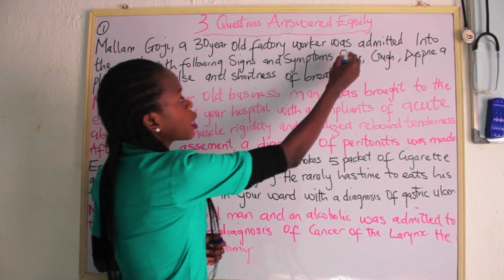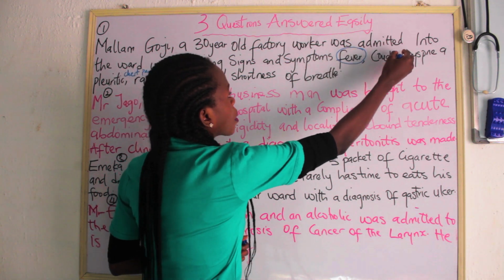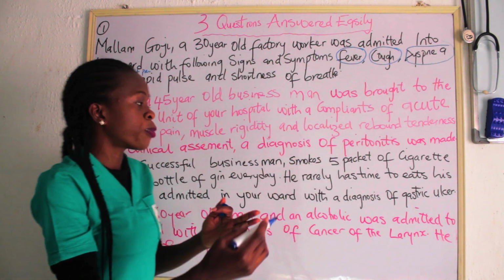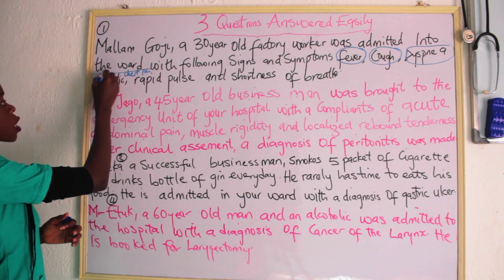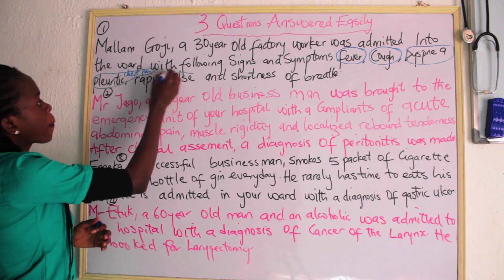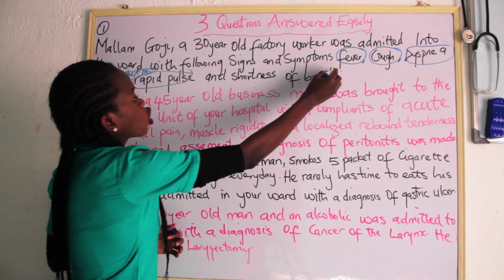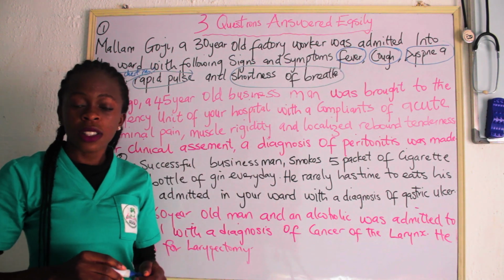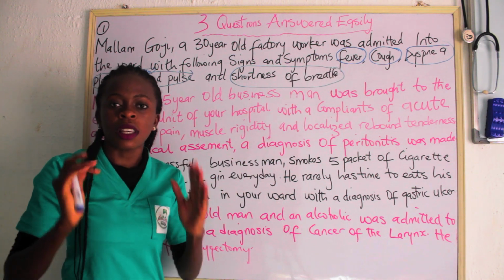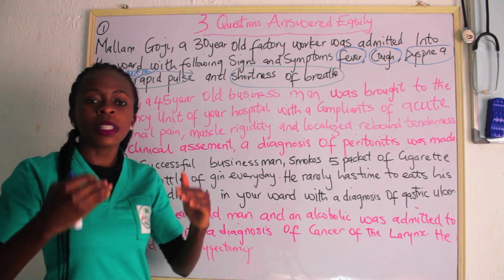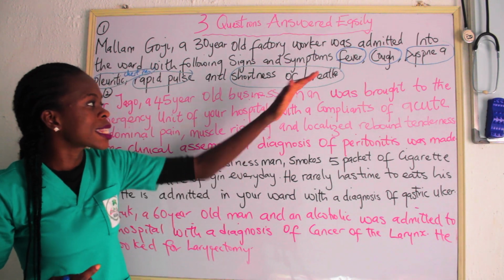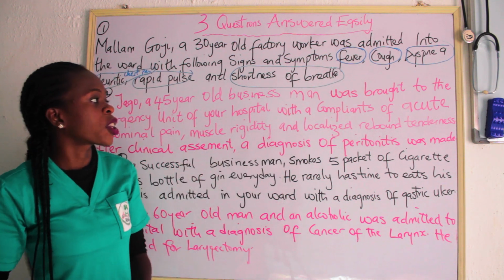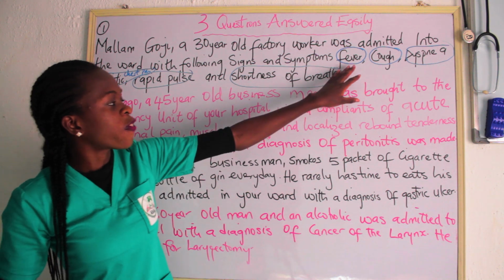So I tend to cycle them out. I have fever, I have cough, I have dyspnea, which is difficulty with breathing. I have pleuritic chest pain. I have rapid pulse, and I have shortness of breath. So that's the first thing you should ask yourself: are the signs and symptoms given? If the signs and symptoms are given, the next thing is for you to cycle out all the signs and symptoms for easy identification.